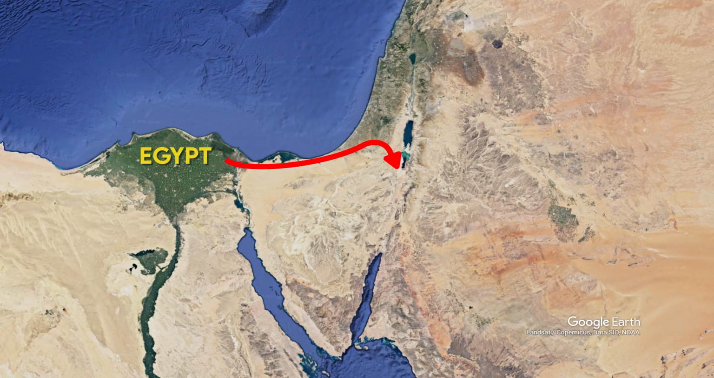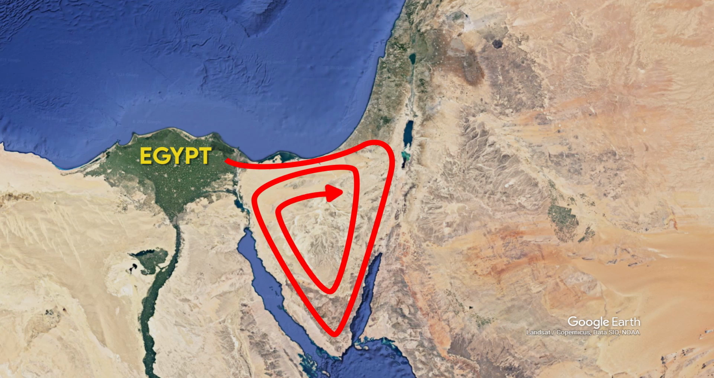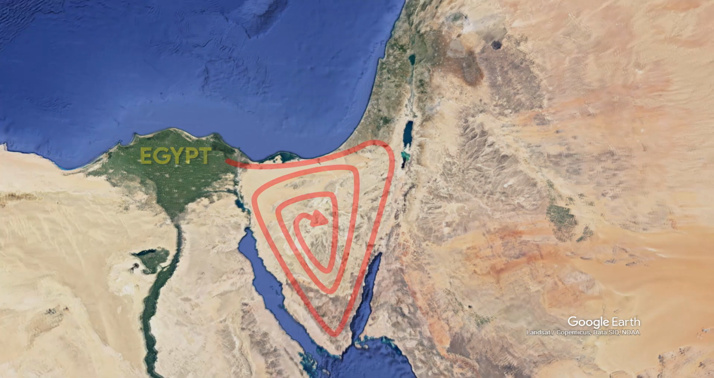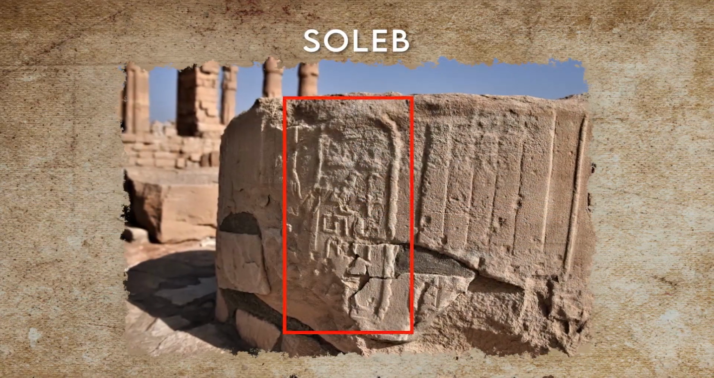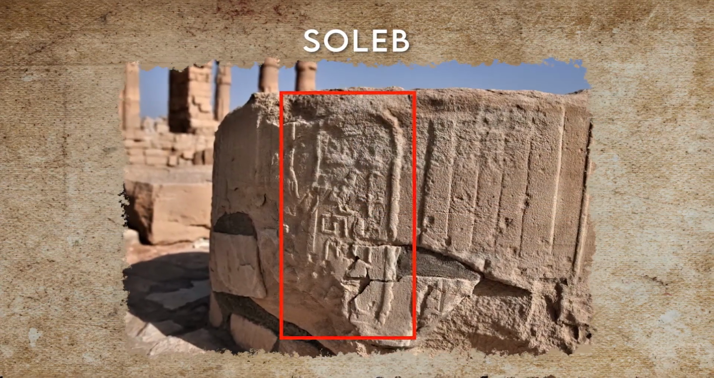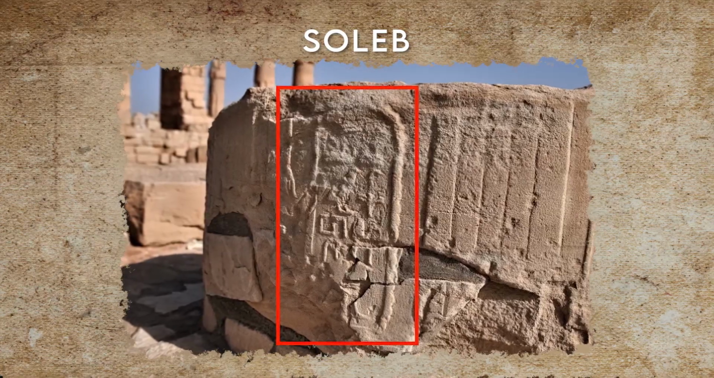The Israelites left Egypt and, due to their repeated rebellions against God, spent the next 40 years wandering around the desert of the Sinai Peninsula. The Yahweh inscription at the ancient city of Soleb may refer to this very period in Israel's history because it mentions the nomads of Yahweh.